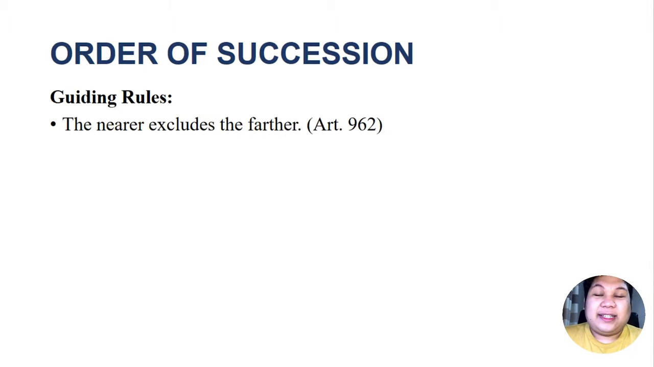Here are some guiding rules when distributing the estate under intestate succession. Number one, the nearer excludes the farther. As I have mentioned, the legitimate children and their descendants will be the first people to be called upon to succeed.